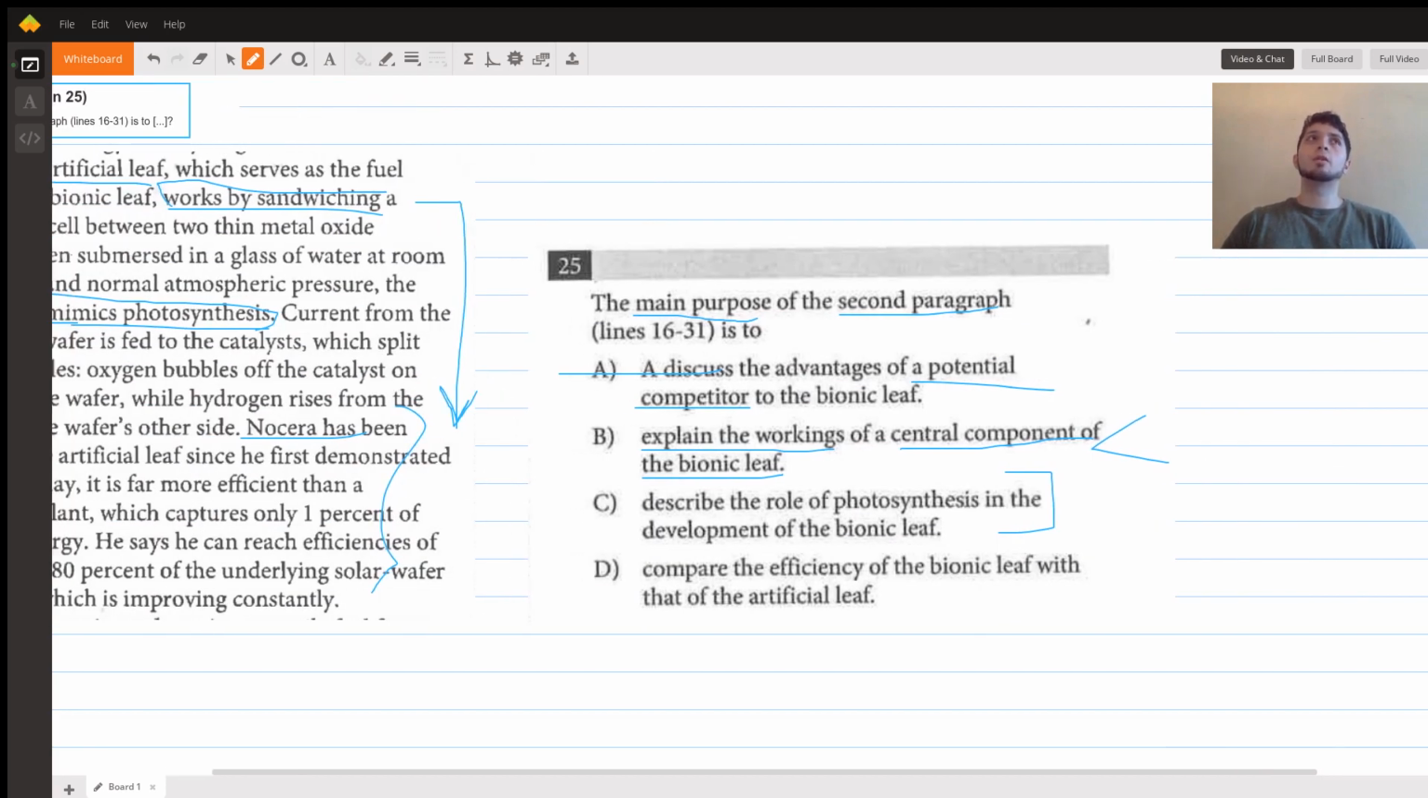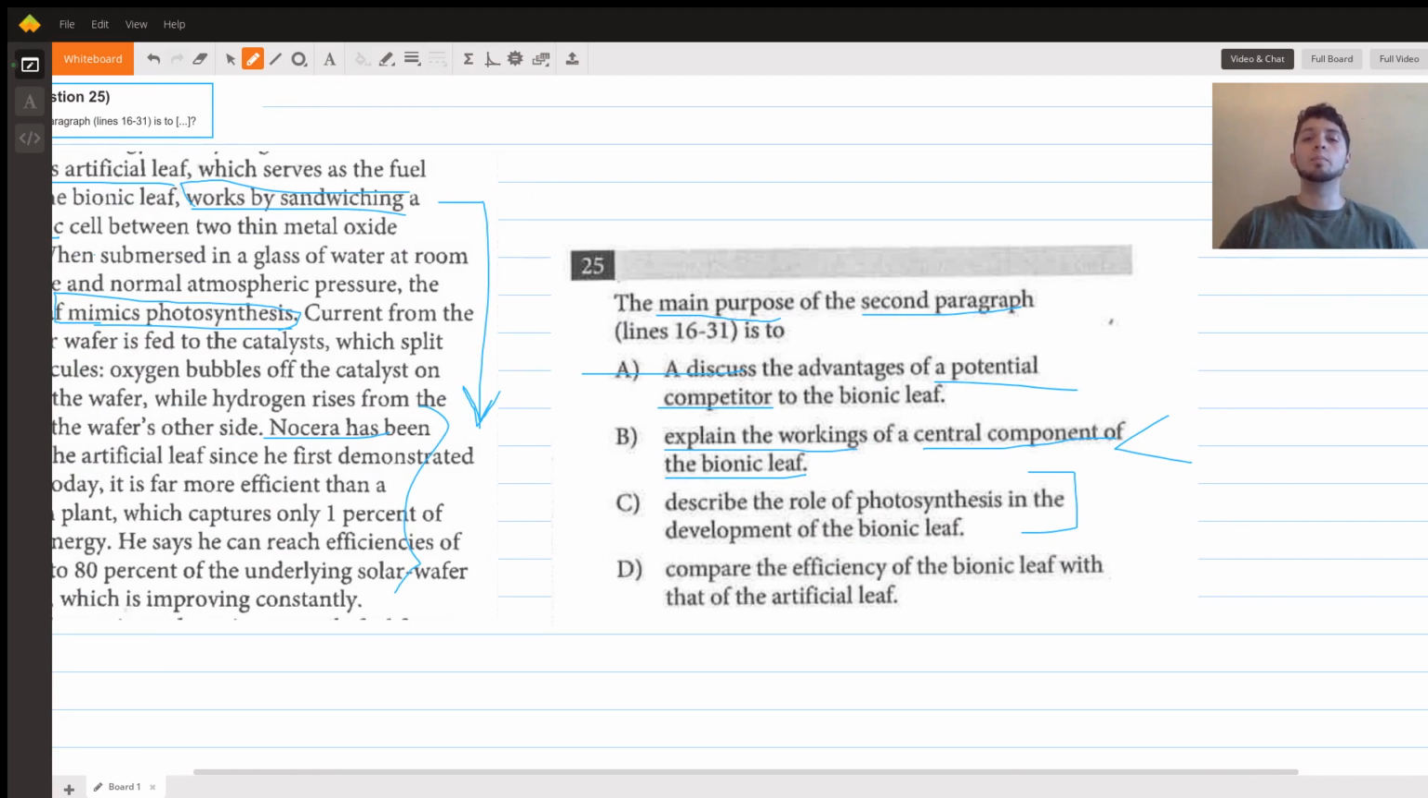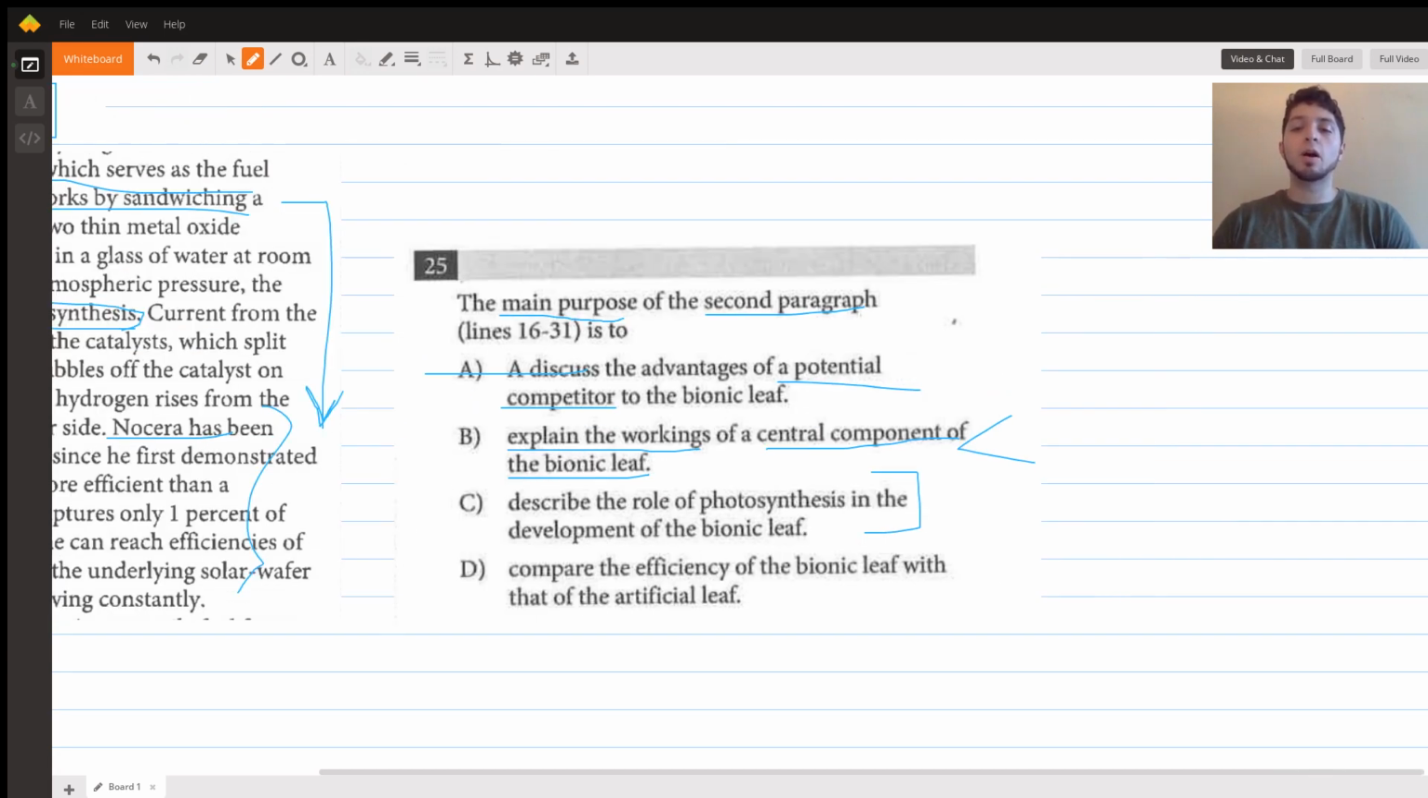So we might say, well, maybe photosynthesis sort of served as the template for the creation of the artificial leaf, but that is us sort of adding in our own spin. That's making some assumptions and connections that don't exist actually on the page. So we want to be cautious about doing that.